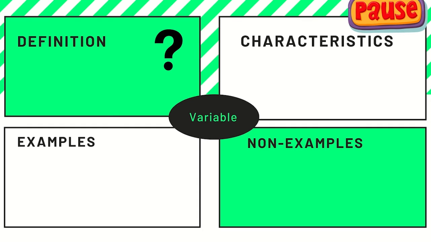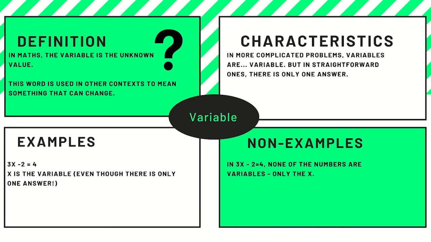So if you could put a definition down here. So definition for what a variable is, the characteristics of it, some examples and some non-examples. Okay, let's see what I've put. So I feel like I should have put that it's often an X or a Y under characteristics, but I didn't. Hopefully you did that.